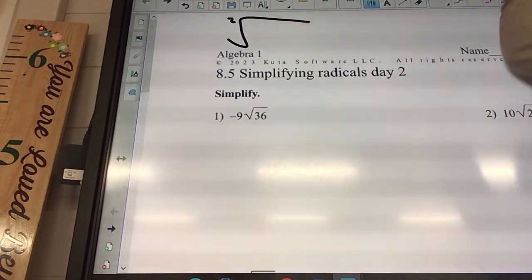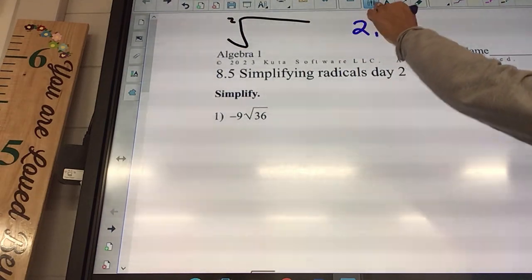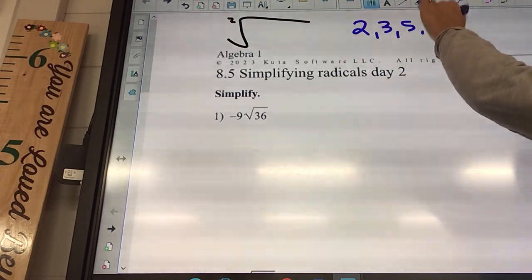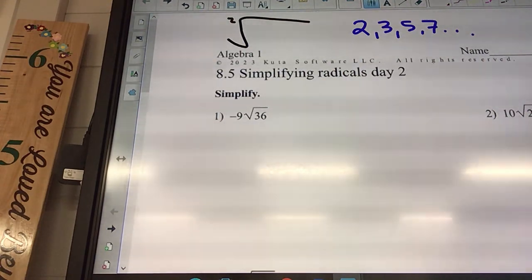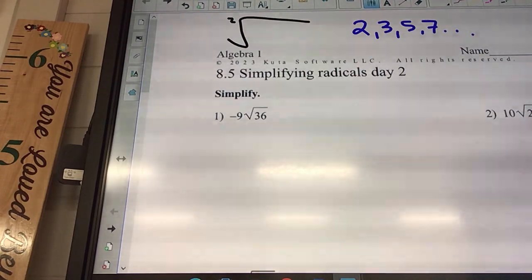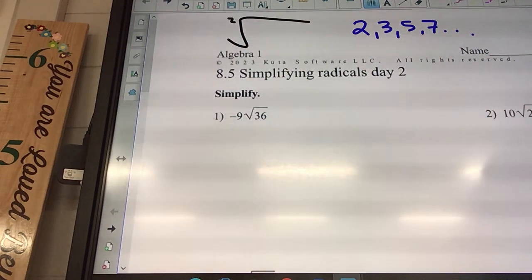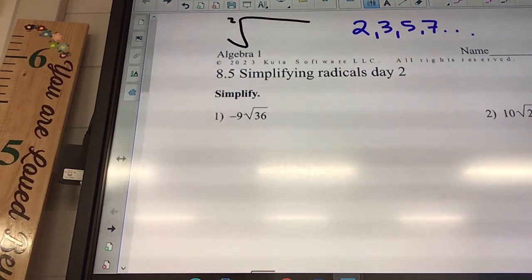Okay, what were our numbers? 2, 3, 5, 7. Okay, any prime numbers. So those are the things that you absolutely need. Today where you're going to see some difference is obviously there's a number on the outside, as well as we're going to start working with some letters, okay?